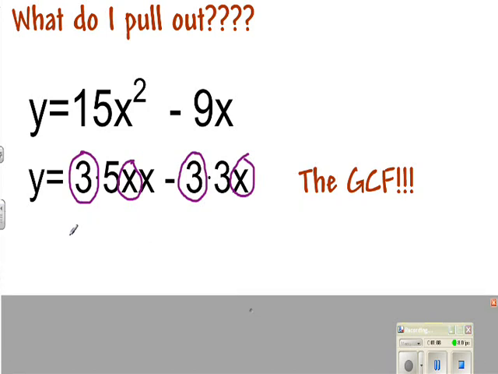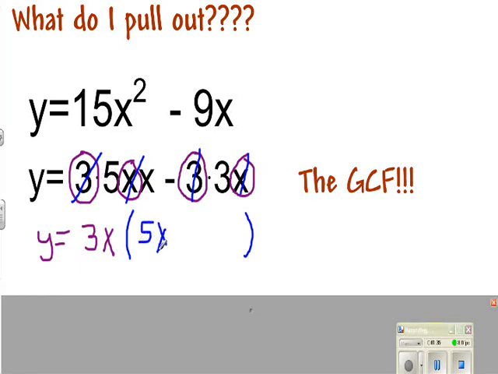So we have y equals 3x times... all right, we got some leftovers here. When we take out 3x from both terms and put it on the outside, undistribute it, then this term is left with a 5x, and this one's left with a 3.